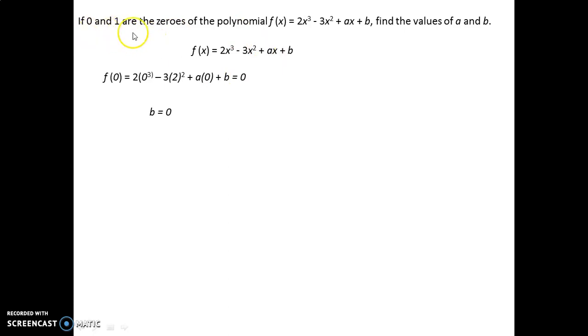Now, the second case is f of 1 is also equal to 0, since it is also a 0 of the polynomial. So, by substituting 1, 2 into 1 cube minus 3 into 1 square plus a into 1 plus b is equal to 0. And by solving this, we will get a plus b minus 1 is equal to 0. And by substituting the b value of 0 here, we will get a value as 1. So finally the values are a is 1 and b is 0.